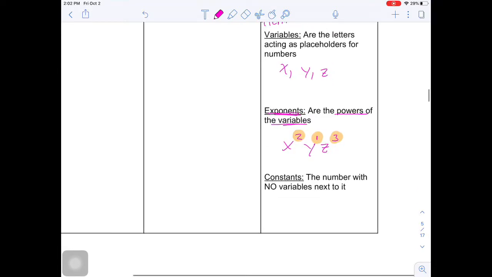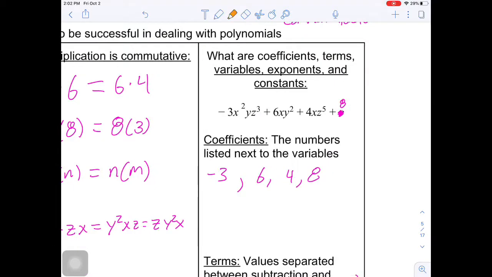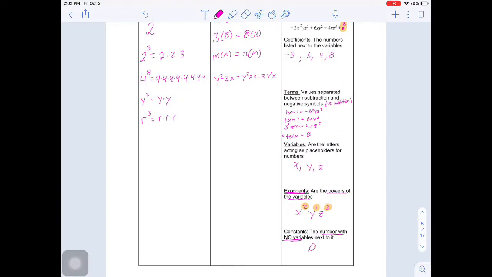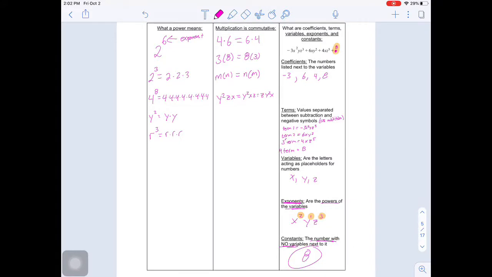And constants, that's when they're the number with no variable next to it. So where's our constant up here? Our constant is 8. So there's our constant. So in the above, it is 8. And of course that number changes depending on what you're looking at.